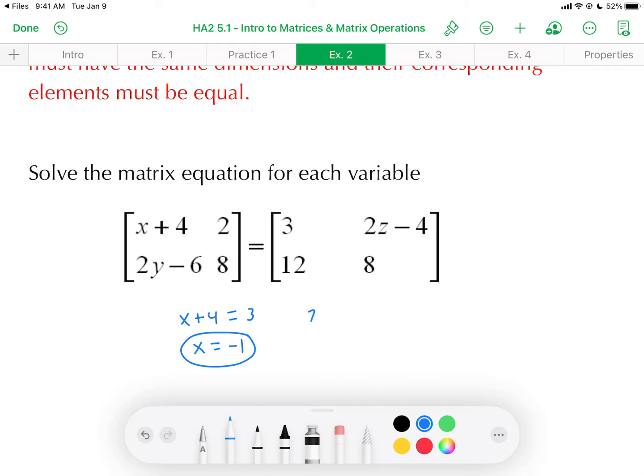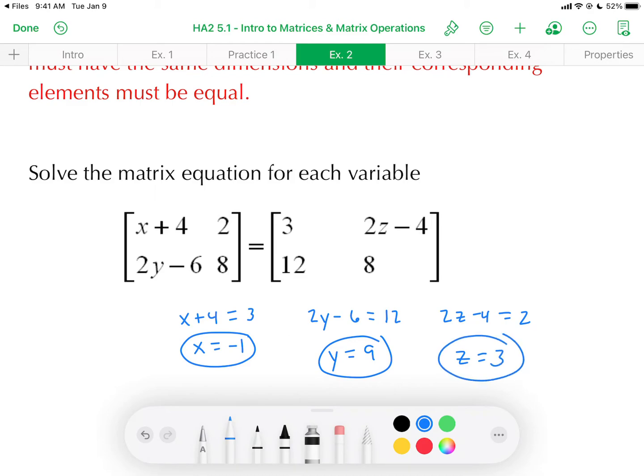Okay, 2y minus 6, what would I set that equal to? 12. Add 6, divide by 2, what's y going to be? 9. And then take the 2z minus 4, set that equal to 2, right? Those are both first row, second column elements. And z is going to equal 3.